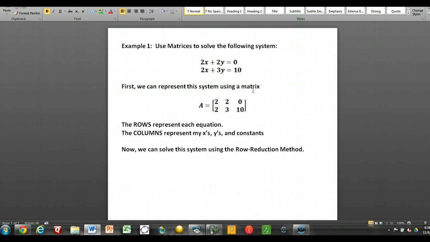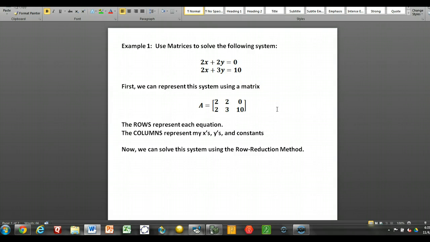Here, since my variables are x and y, the first column is going to be for my x's, the second column is going to be for my y's, and this third column is for my constants that were on the right hand side of our system. So you notice now that in the first equation, the coefficient was 2, so that is the first element that I put in my matrix. The coefficient of the y's was 2, so I put that in, and then my constant was 0, so putting that into the matrix. It's pretty easy. And then the same idea, we have 2 x's, 3 y's, and 10 for our constant, so we put that in for our second row.